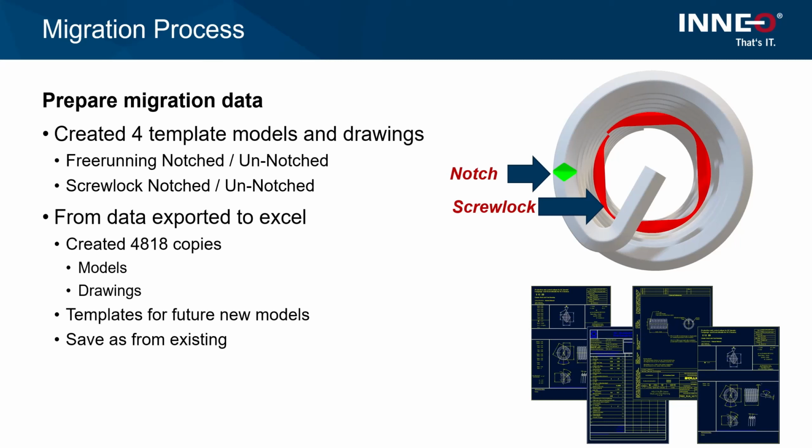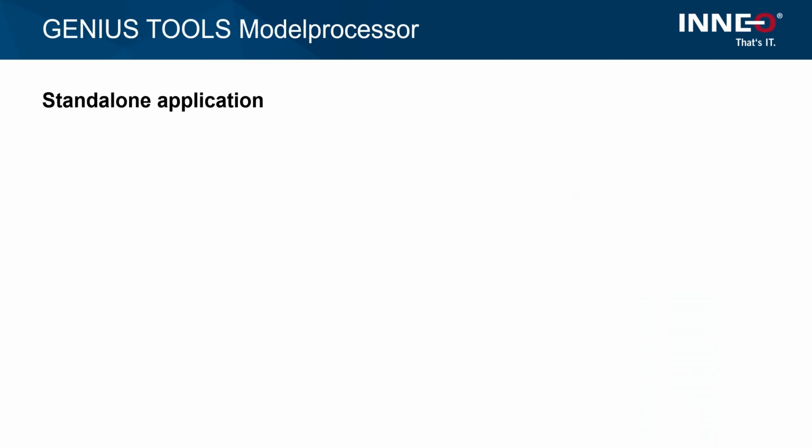So these templates will also be used for future new designs, so that if they start a new design it will copy the part and the drawing. Or they could make a copy of any of these 4,818 items as an existing one, and then just change the values and update, and it will update the model and all the drawings as well. So it's a simple process to create new items in the future.